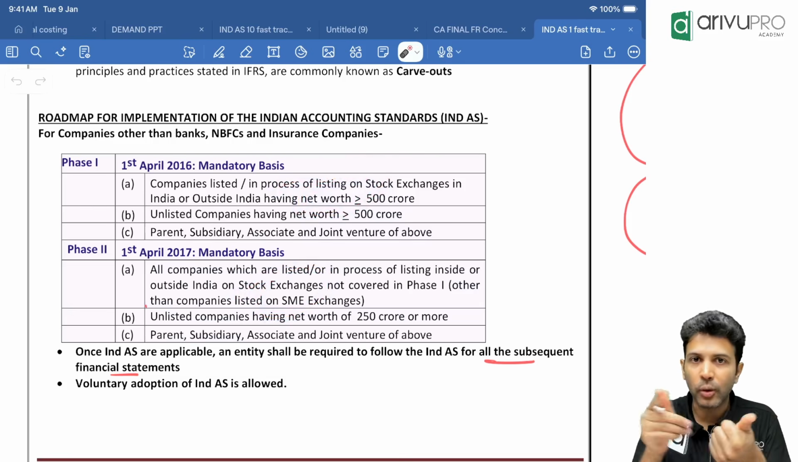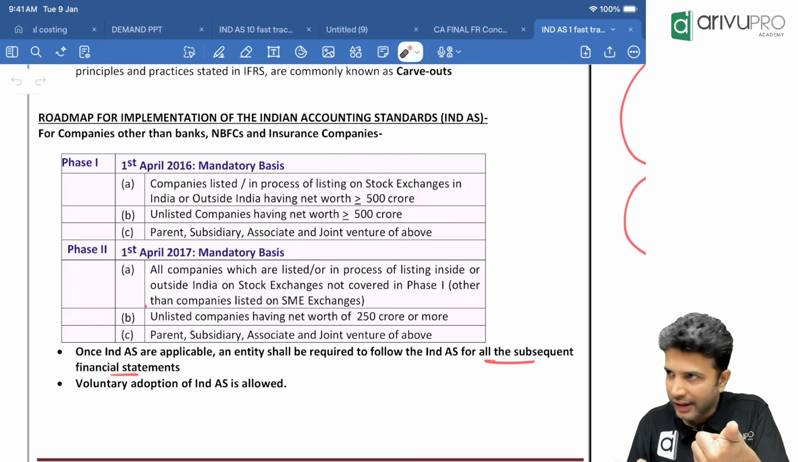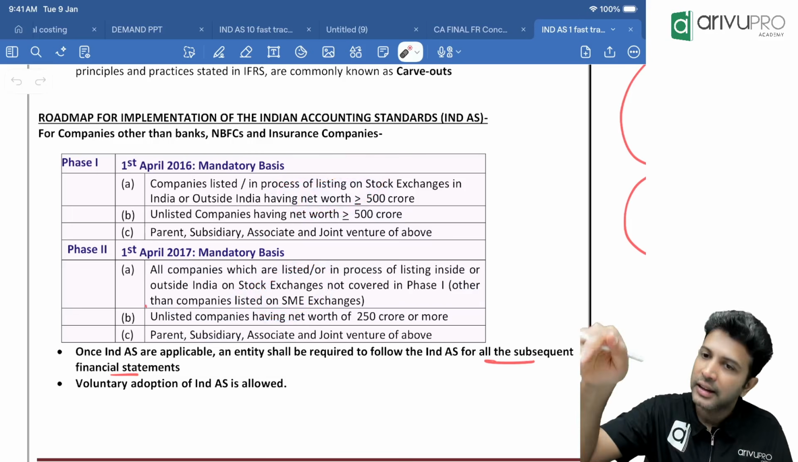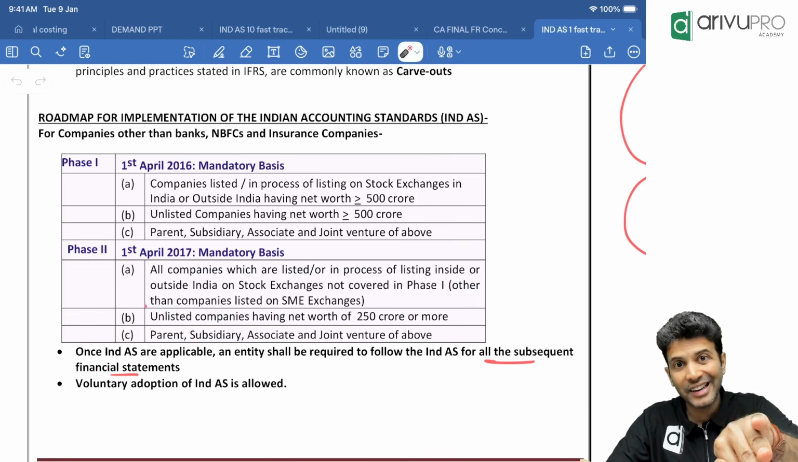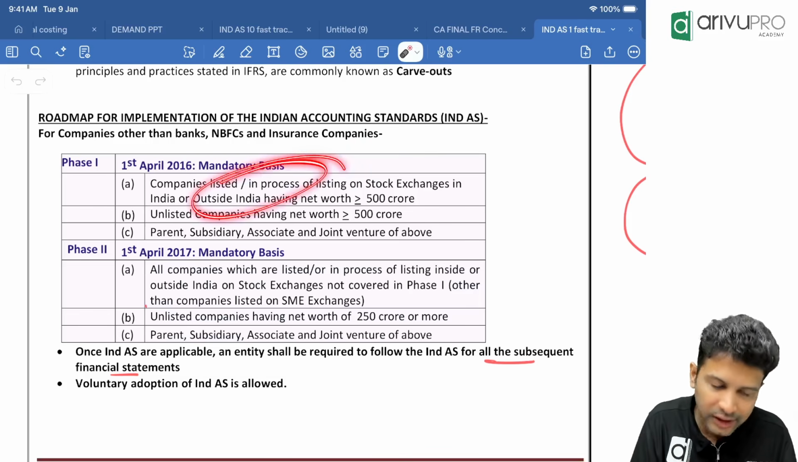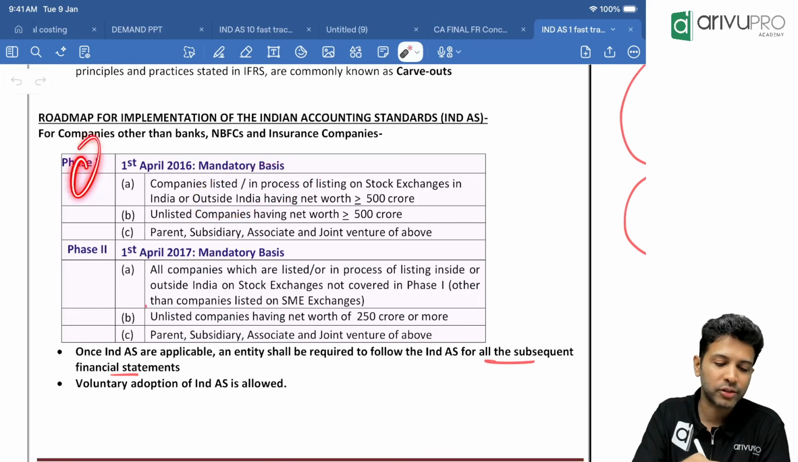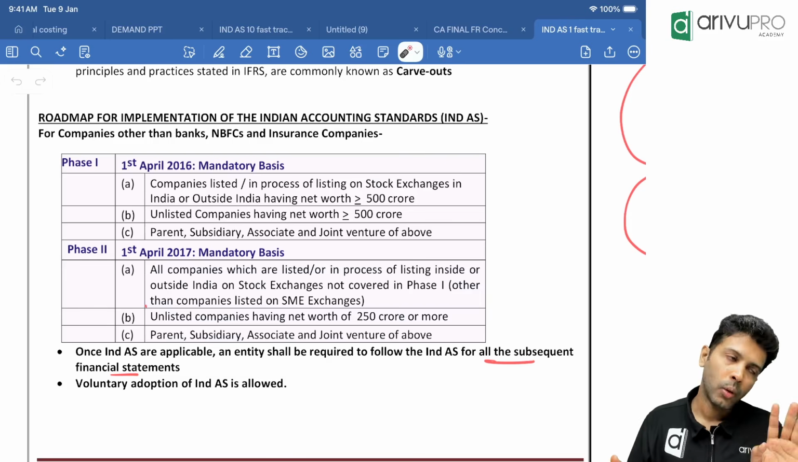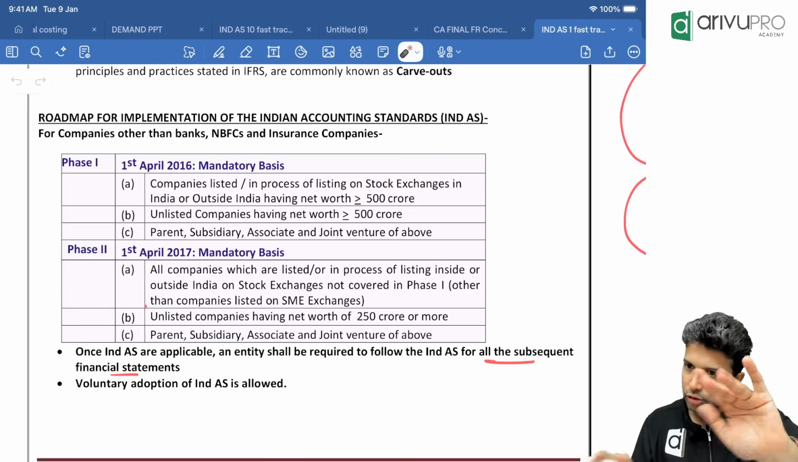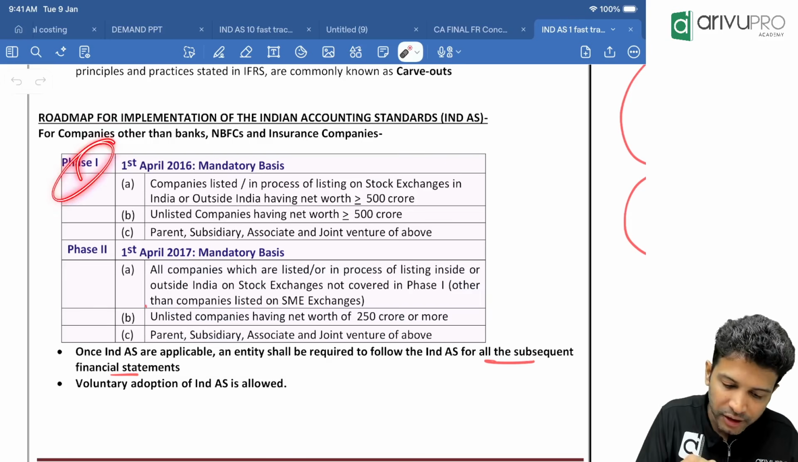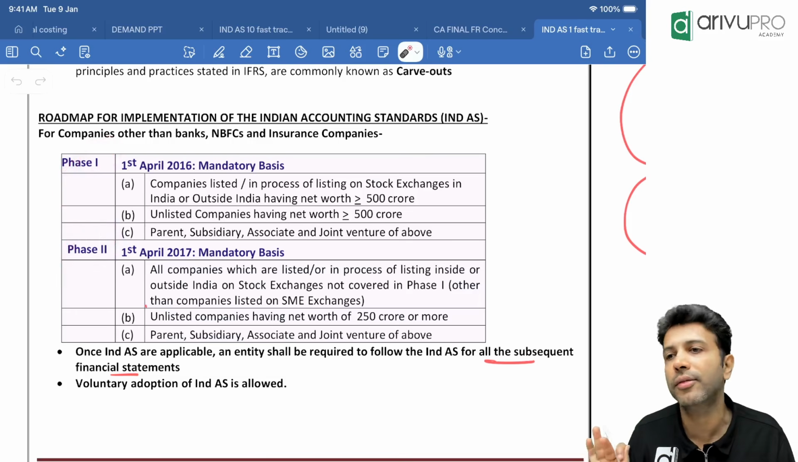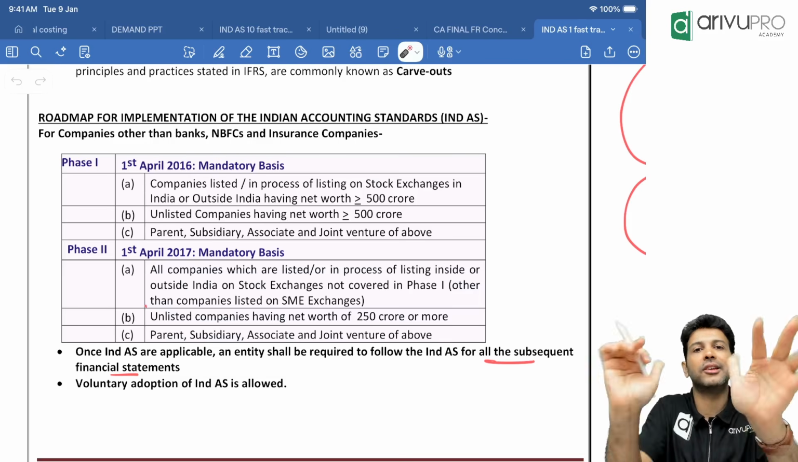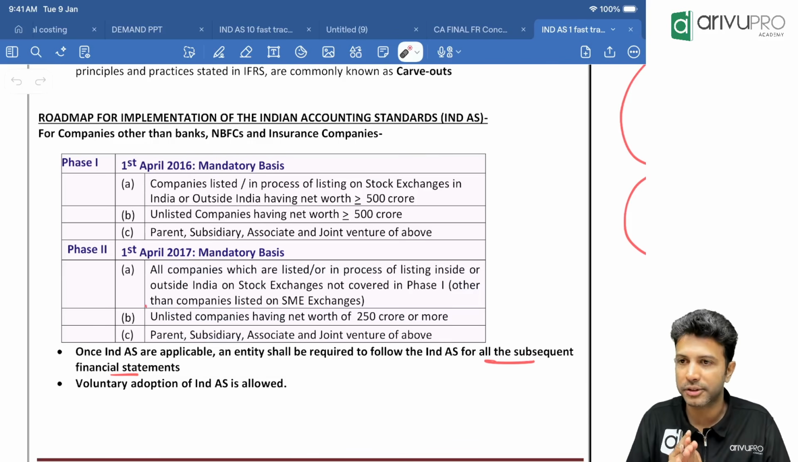So what is the provision here? Either you are already listed or you are in the process of listing your shares or securities in India or abroad. All are considered as listed for the application of phase 1 and phase 2. Done, Aji? So if you are in the process of listing also, then either you will come under phase 1 or you will automatically come under phase 2, because you are as good as considered listed for Ind AS applicability purposes.